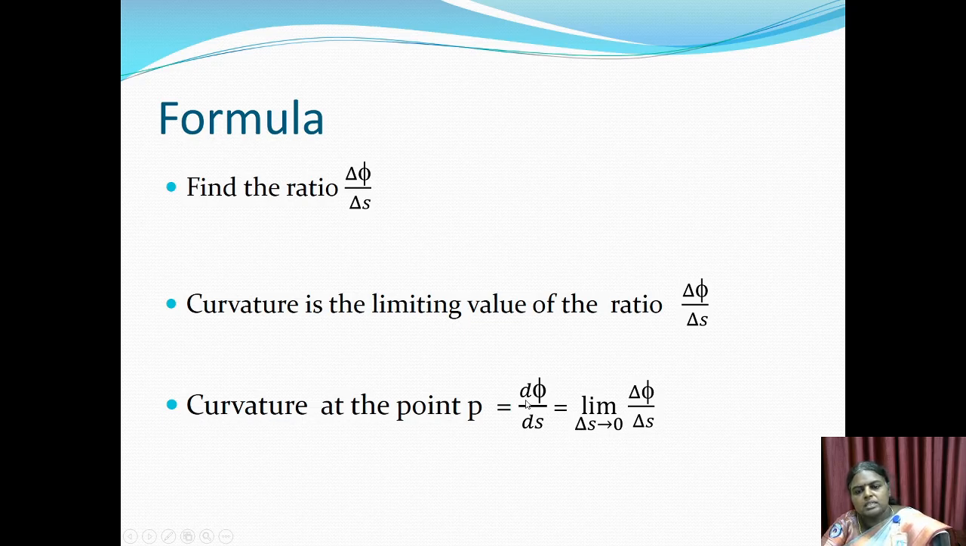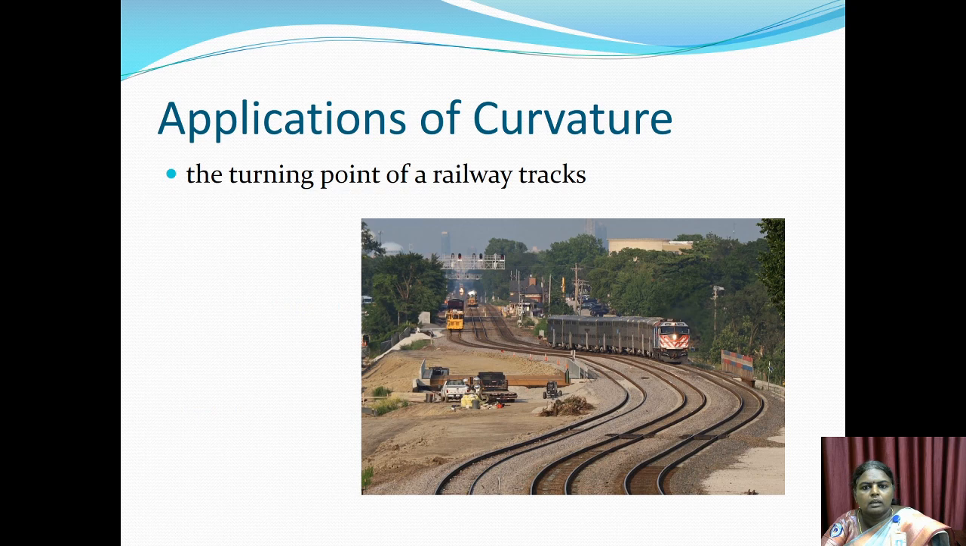This curvature is denoted by d psi by ds, which is equal to the limit as delta s tends to 0 of delta psi by delta s. This delta s must be a small quantity, as we have to measure the curvature over a small distance. This delta s is nearer to 0, and this limiting value of the ratio delta psi by delta s is known as the curvature at that point.